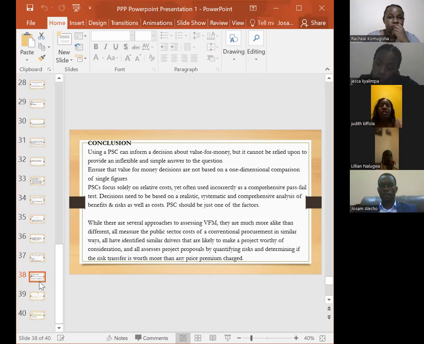So in this, a PSC is just another tool that you use to determine the value for money for a project. There are so many other criteria you can use. With this, that's the conclusion I've given.